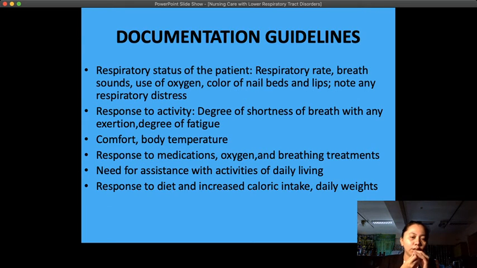Okay, so documentation guidelines: respiratory status of the patient, respiratory rate, breath sounds, use of oxygen, color of nail beds. Is it pale, or is it still pinkish? And the lips. Note any respiratory distress, response to activity, degree of shortness of breath with any exertion, degree of fatigue, comfort, body temperature, whether there is a fever already, response to medications, oxygen and breathing treatments, need for assistance with activities of daily living, response to diet and increased caloric intake, and then daily weights.